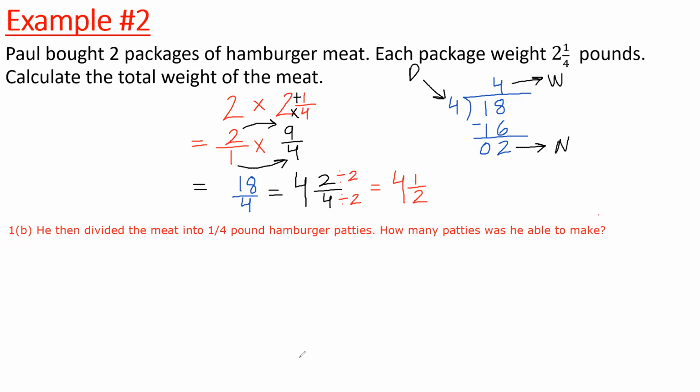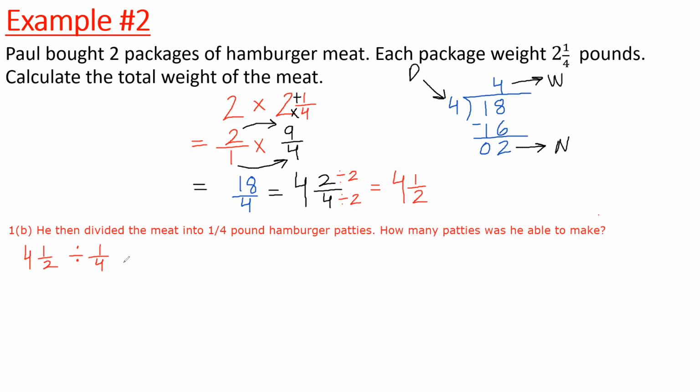With the divide. With the divide, right? So we're gonna say 4 and 1 over 2 divided by 1 over 4.